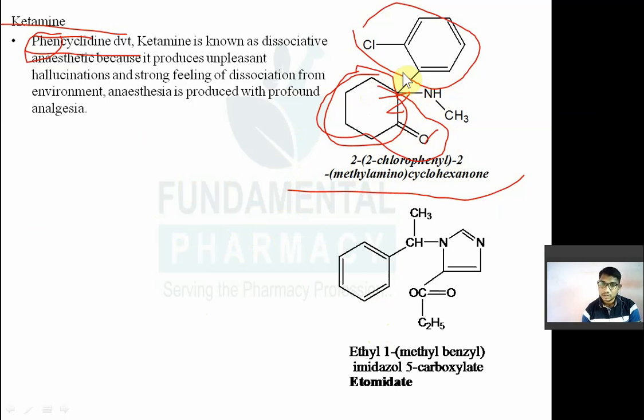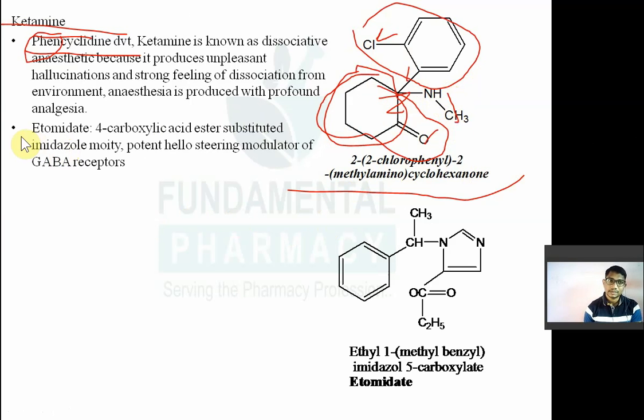2 into 2 क्लोरोफिनिल, उसके अंदर क्या है, क्लोरोफिनिल है, 2 क्लोरोफिनिल. तो ये बेंजीन रिंग में भी इसको 2 बोलेंगे ये पोजीशन को, और इसको बोलेंगे 1. और उसी 2 पोजीशन पे क्या है, मिथाइल अमाइन. ठीक है, मिथाइल अमाइन. 2 into 2 chlorophenyl 2 methylamino cyclohexanone, that is the IUPAC name of your ketamine. It is very simple. IUPAC name be easily up.